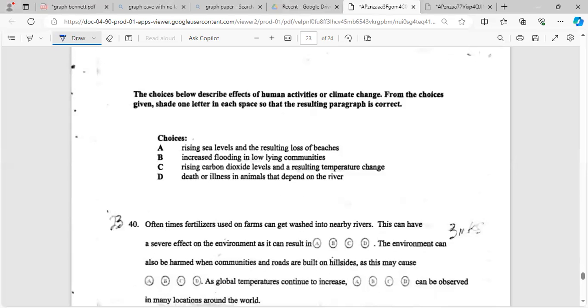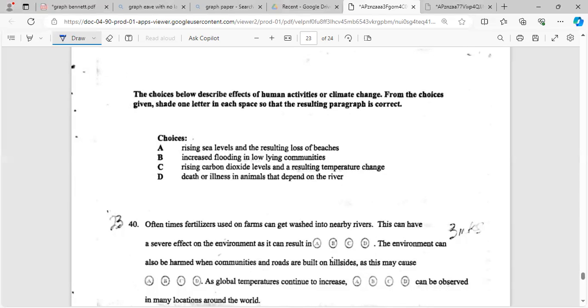Alright. The choices below describe the effects of human activities on climate change. From the choices given, shade one letter in each space so that the resulting paragraph is correct. A, rising sea level and resulting loss of beaches. B, increasing flooding in low-lying communities. C, rising carbon dioxide levels and resulting temperature change. D, death or illness in animals that depend on a river.